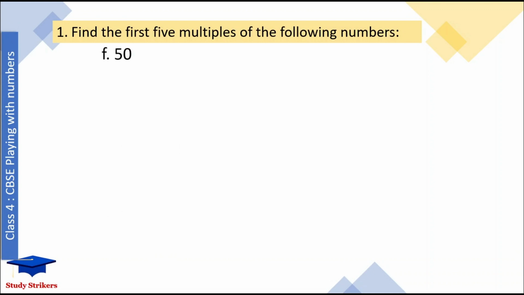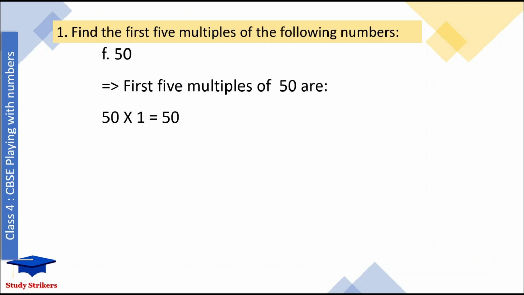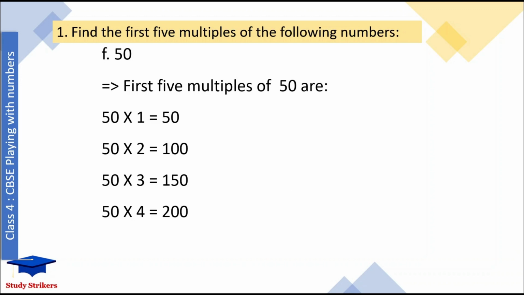Now we got 50. So the first 5 multiples of 50 are 50 into 1 equals 50, 50 into 2 equals 100, 50 into 3 equals 150, 50 into 4 equals 200, 50 into 5 equals 250. So here we are done with the first question. Now let's see the next question.